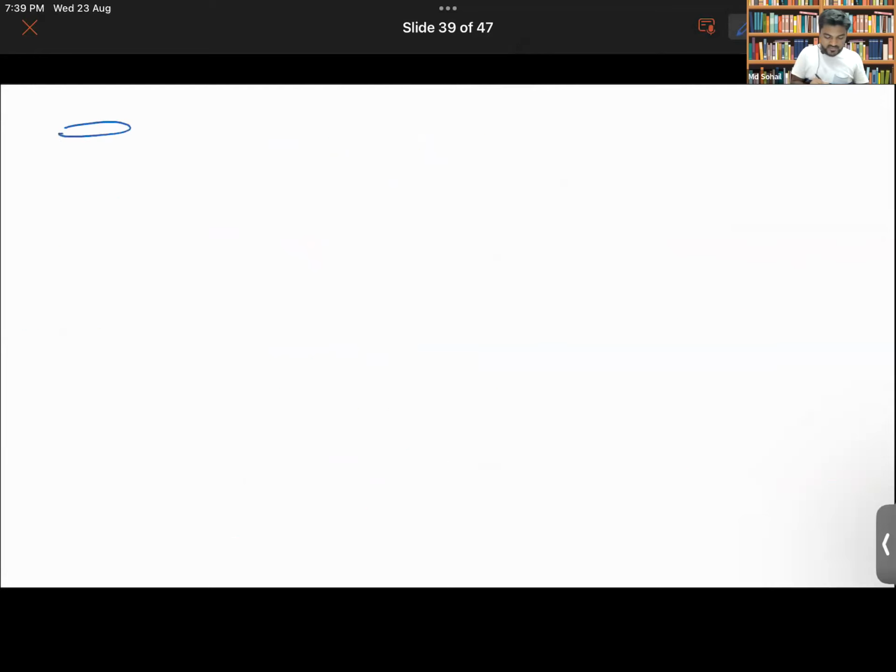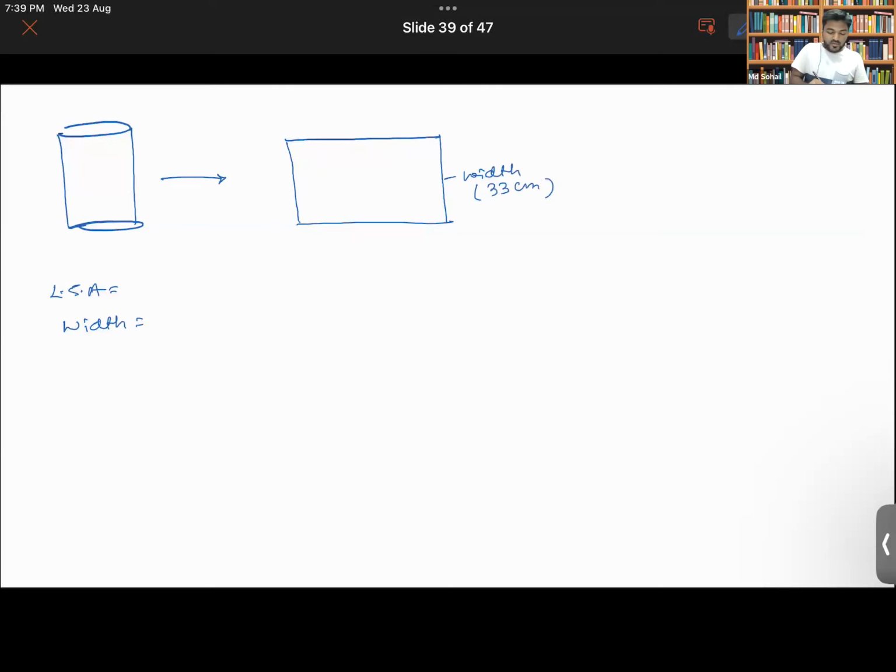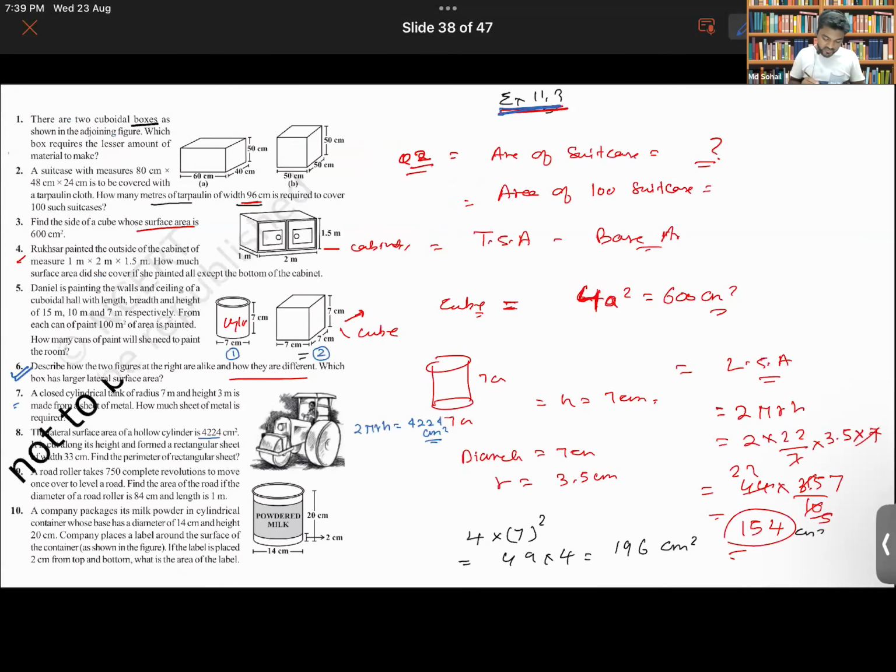So you have this cylinder here, and what's the question? It's given that the lateral surface area and the width are given. Width here is simply the height of the cylinder. So you will spread it out into a rectangular sheet. This width is already given, that is 33 centimeter. Width is same as height. So what is being asked in the question to find out, Arhan?